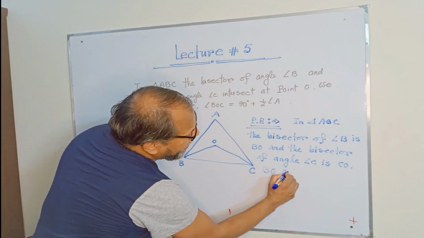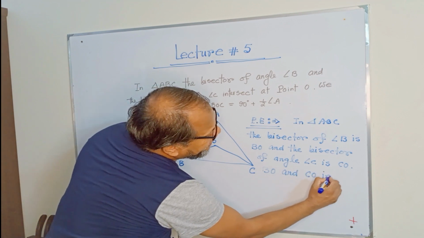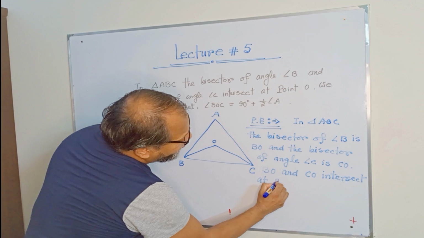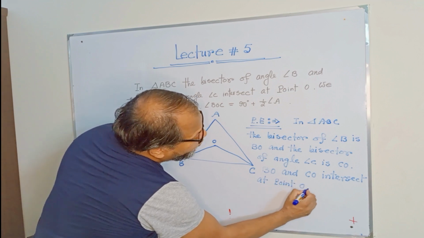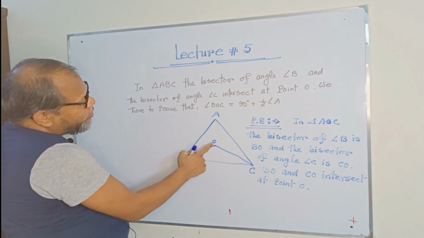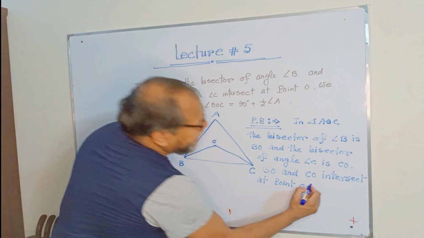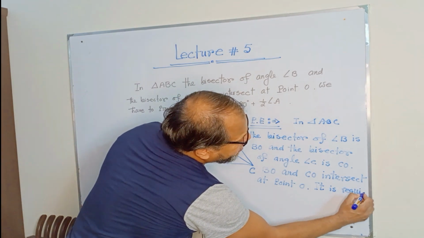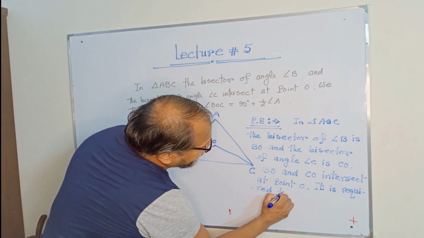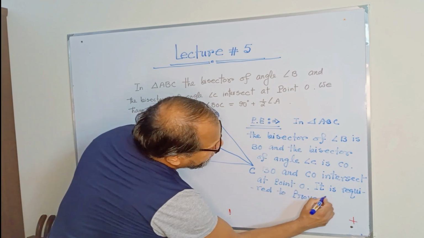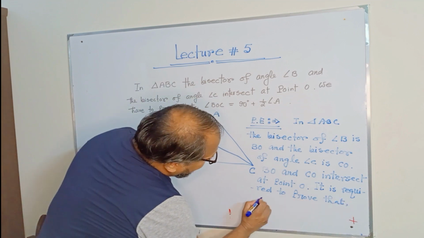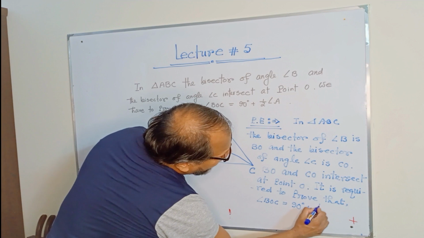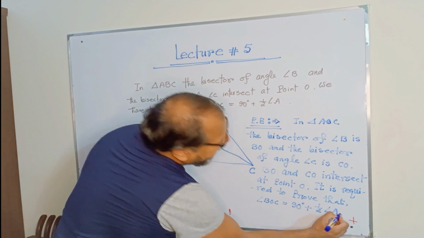BO and CO intersect at point O. It is required to prove that angle BOC is equal to 90 degree plus half of angle A.